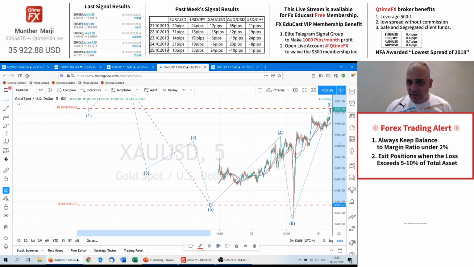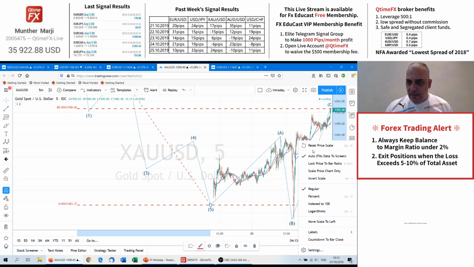Now, as you can see, we do have this resistance. We want to watch this resistance. I'm really interested in it. And let me switch back to the hourly chart.